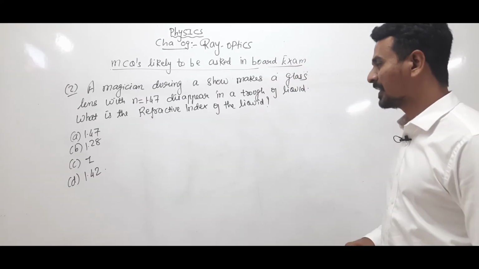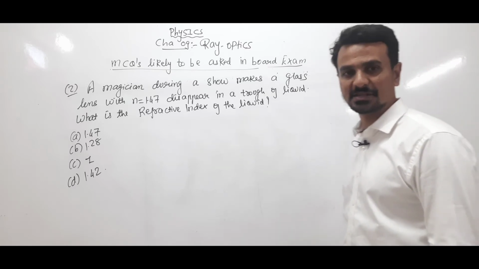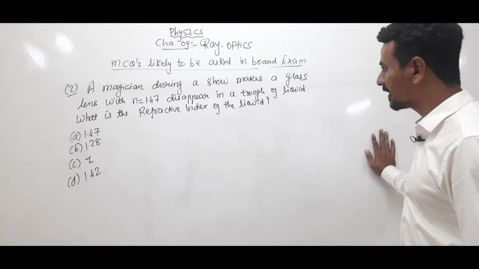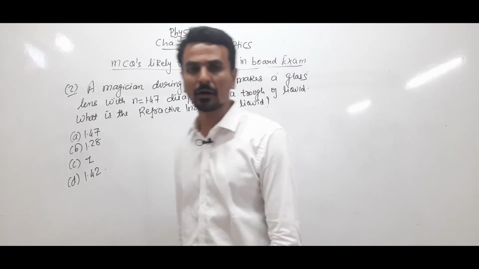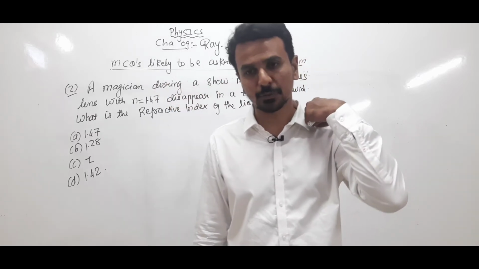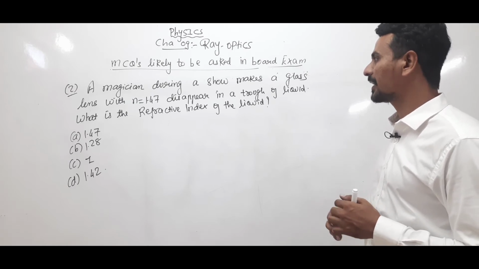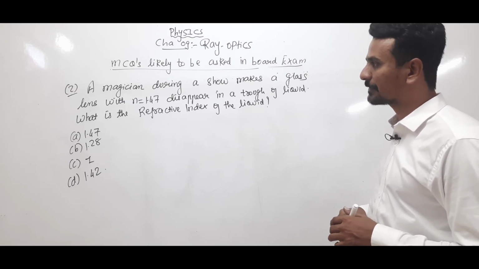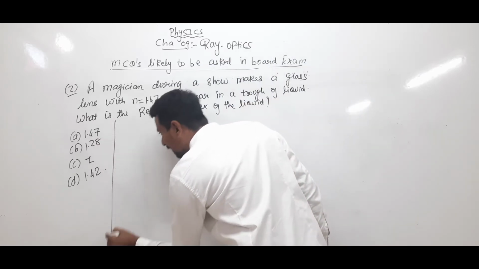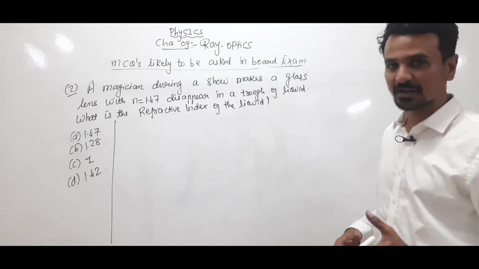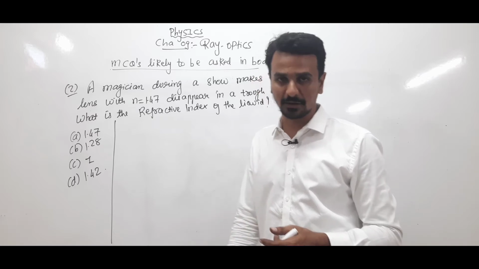Okay, the second one. A magician during a show makes a glass lens with refractive index 1.47 disappear in a trough of a liquid. So, what is the refractive index of the liquid? Again, this will be your example in the textbook, and this was the MCQ asked in board exam. He is making a glass lens disappear in a trough of the liquid. So, we need to calculate the refractive index of this liquid.